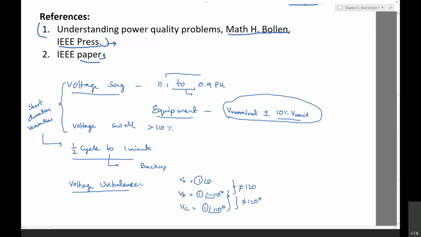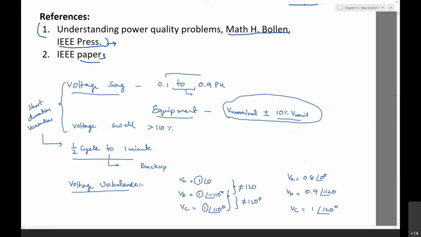Because the phase difference is not equal to 120 degrees, there will also be a voltage unbalance. Even with VA as 0.8 at an angle of 0 degrees, VB as 0.9 at an angle of 120 degrees, and VC as maybe 1 at an angle of minus 120 degrees, there will be unbalance.